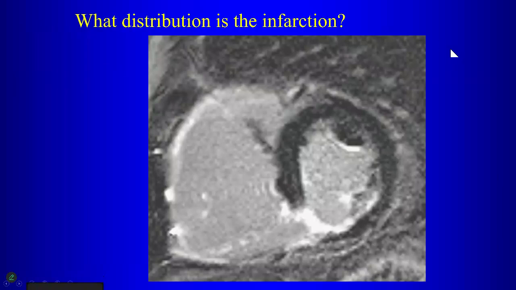And what's the distribution of this one? Distal RCA or PDA, right? So it involves the distal RCA. Here you can see it involves the interventricular septum, the posterior portion of the interventricular septum, and then it goes on here to involve the dependent wall of the left ventricle. So this is the distribution of the distal right coronary artery, okay?